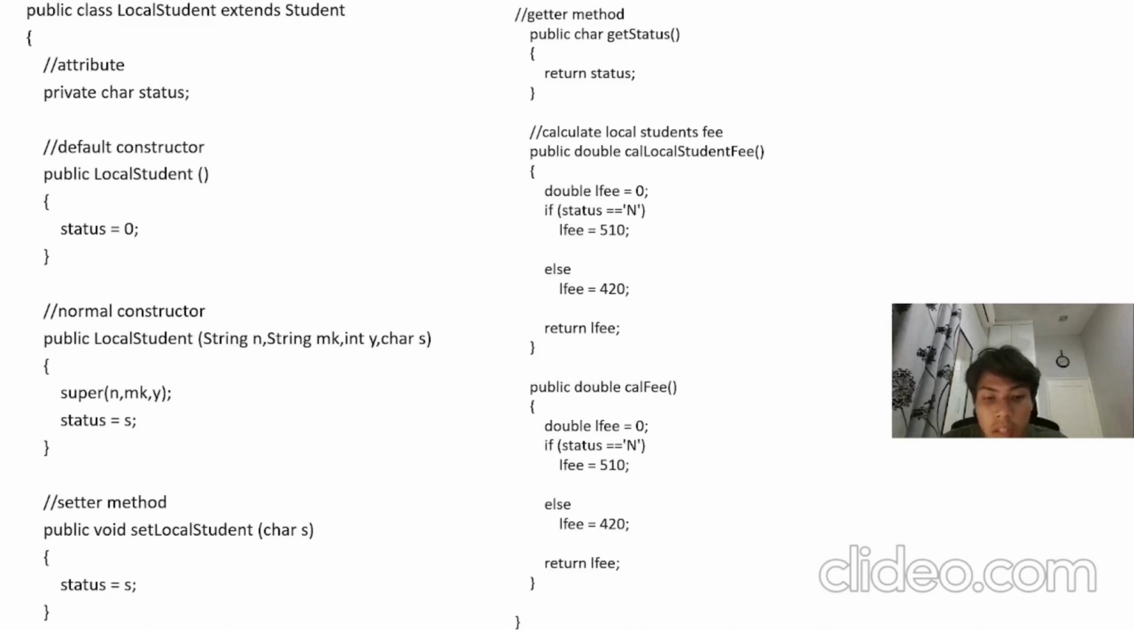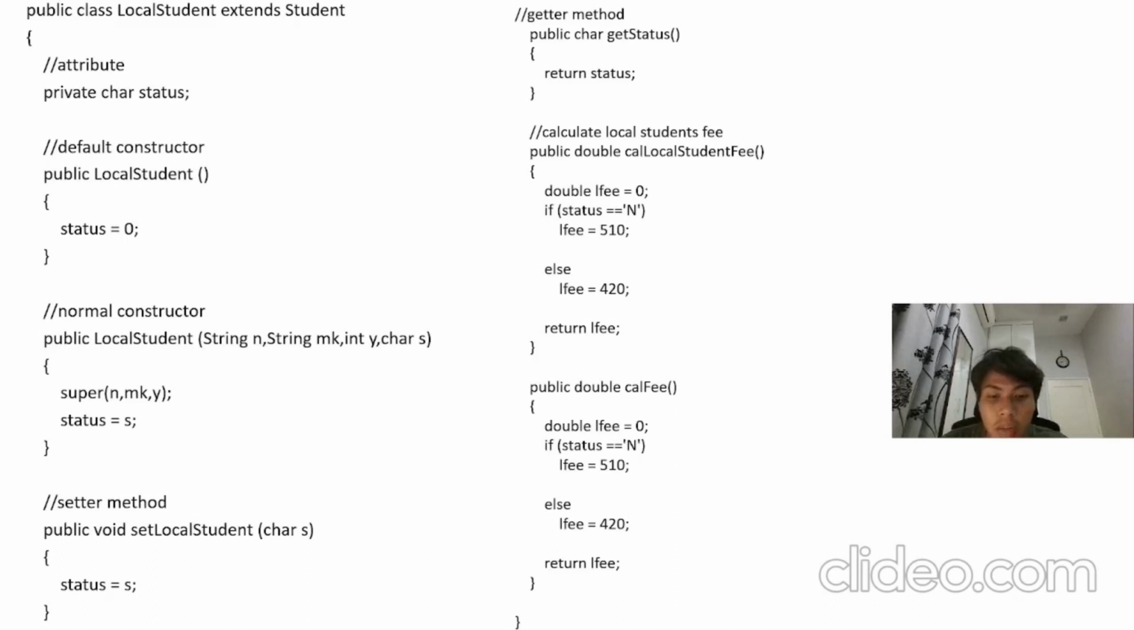This class provides two constructors, which are the default constructor and the normal constructor. The default constructor initializes the status attribute to 0, while the normal constructor takes four parameters, which are name, MyKid number, year, and status, and it initializes the inherited attributes using the super keyword. It also initializes the status attribute with the provided value. There is also a setter method named setLocalStudent that allows you to set the value of the status attribute after the object is instantiated.